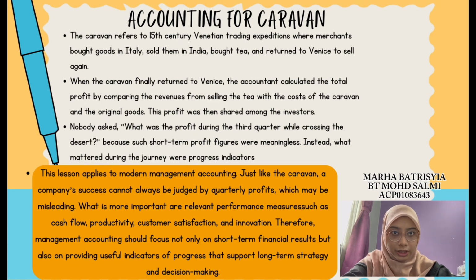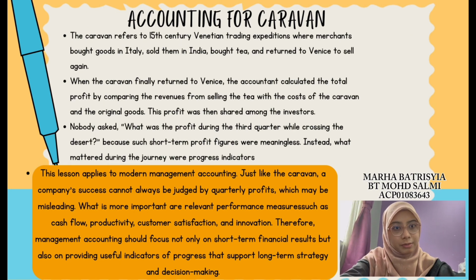At the end of the journey, the accountant would calculate the overall profit by subtracting the total cost from the revenue of selling the tea. This profit was then distributed among the investors. But here is the important thing. Nobody asked what is the profit in the third quarter while the caravan was crossing the desert. This question would have been meaningless because profit could only be measured when the journey was complete.